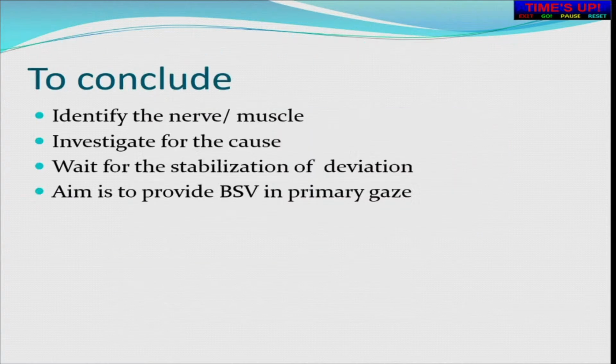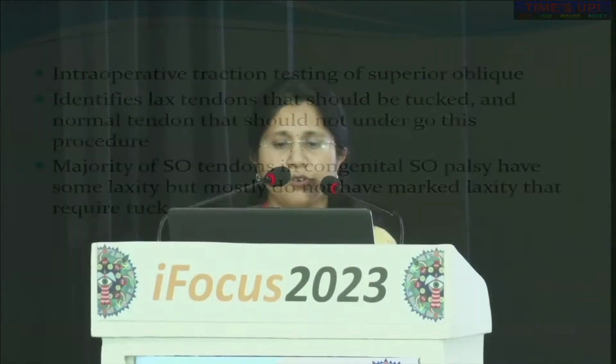So to conclude, paralytic strabismus can be a manifestation of nerve problem or a muscle problem or a neuromuscular problem. It's important to investigate for the cause, and before you operate on the patient, it's important to wait for the stabilization of deviation. Thank you.